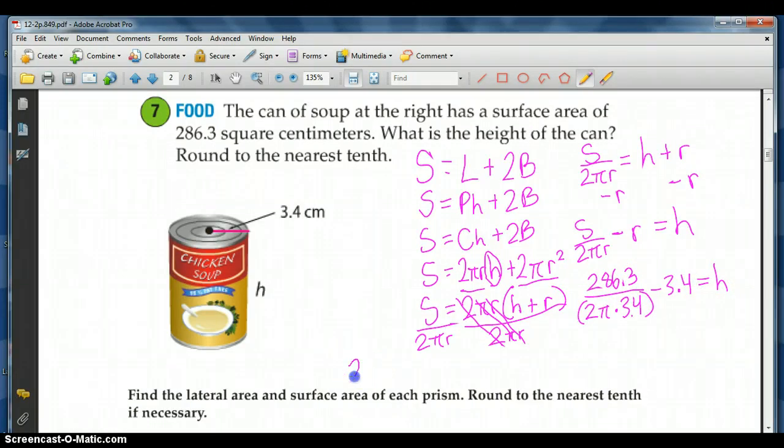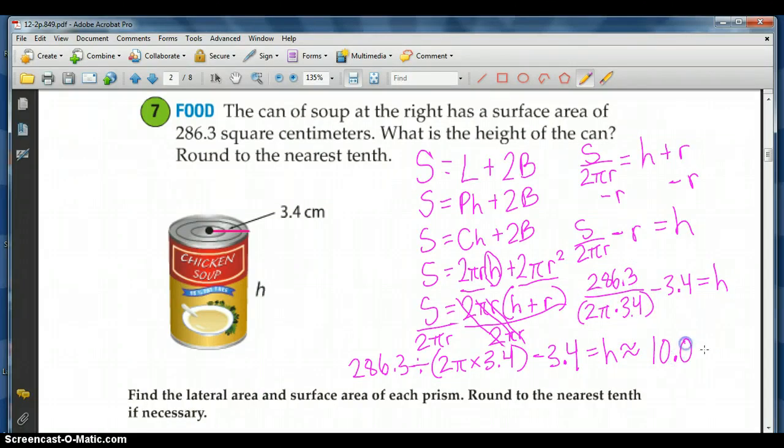So to my calculator, I'm going to type in 286.3. I'm going to divide that by the quantity of 2 pi times 3.4, and then from this result subtract 3.4, and that will give me my height, which ends up being approximately 10.0 centimeters. Notice my units here is just centimeters, not square centimeters, because we're talking about the height, which is a length, okay, not an area, a length.